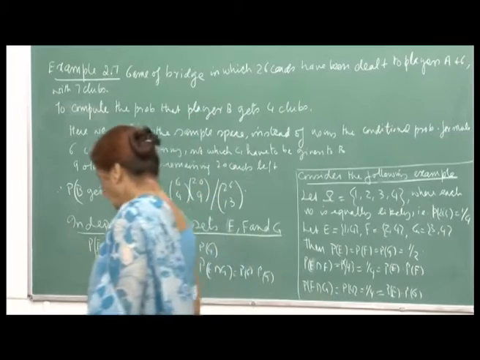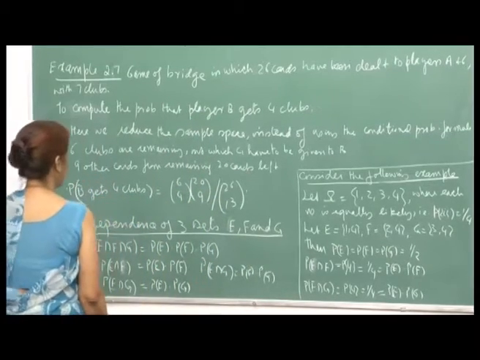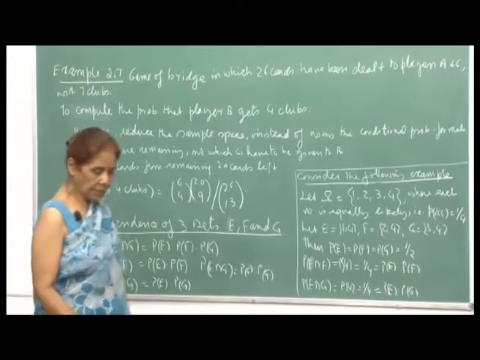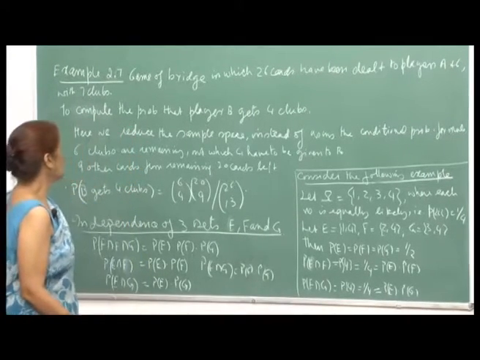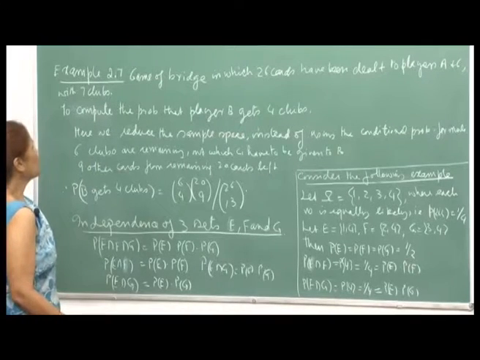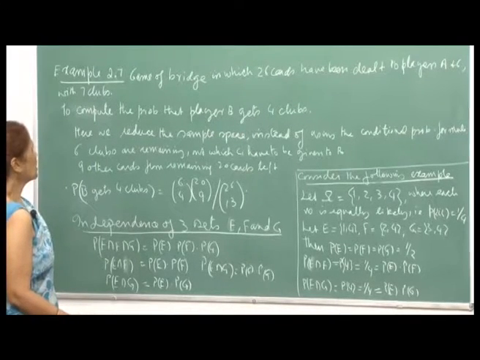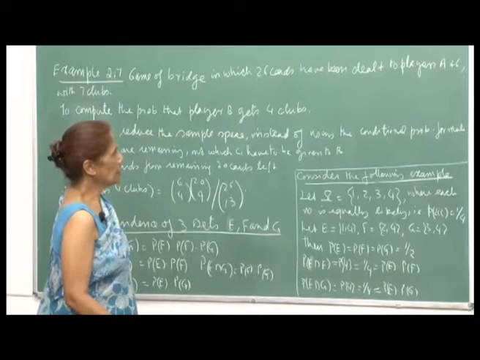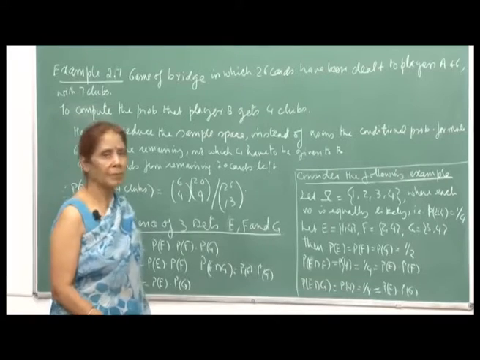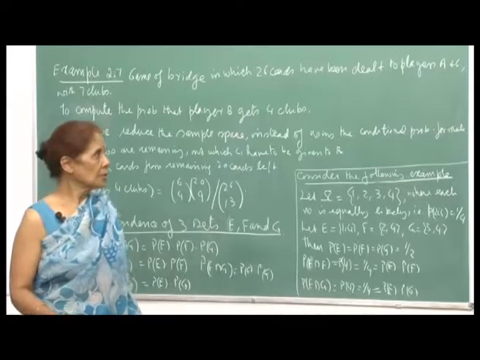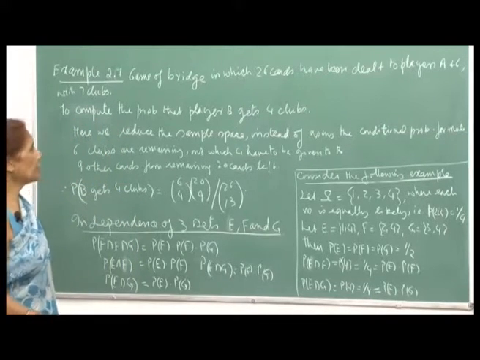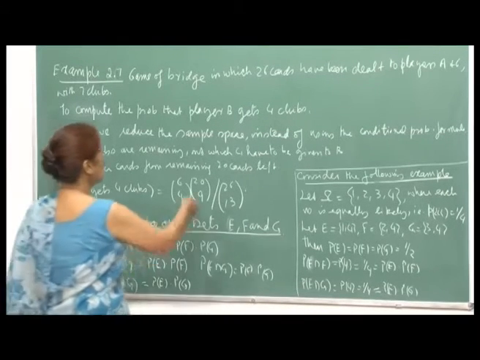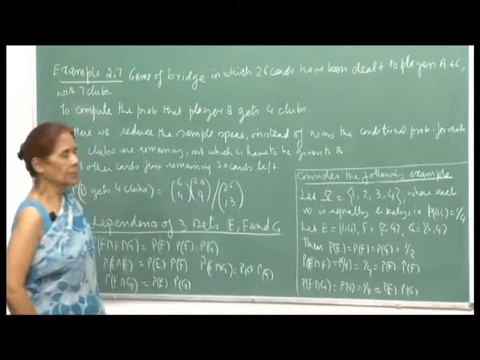Let me fill up a few gaps in the last lecture. I had discussed this card game, bridge game. There was an example number 2.7, which was talking about a game of bridge in which 26 cards have been dealt to the players A and C. Remember, there were 4 players A, B, C, D. So, 26 cards have been dealt to the players A and C with 7 clubs. We wanted to compute the probability that player B gets 4 clubs.